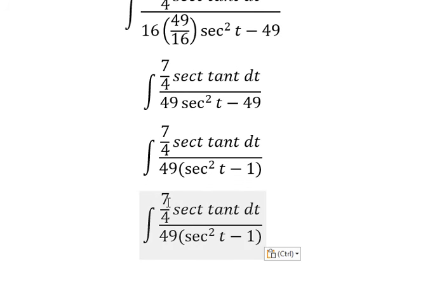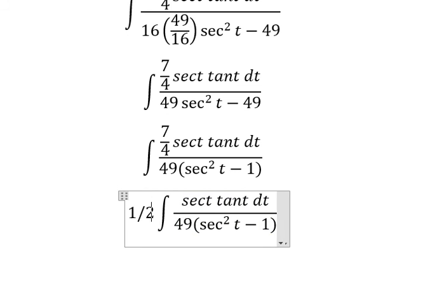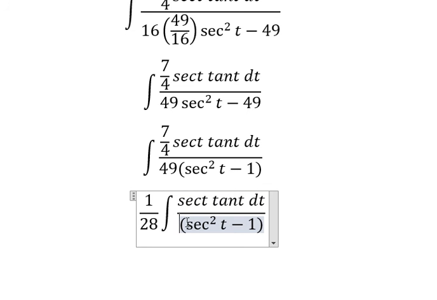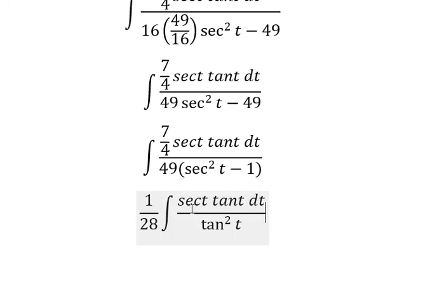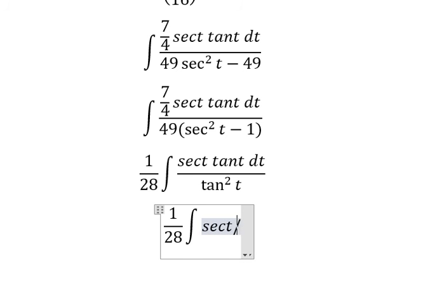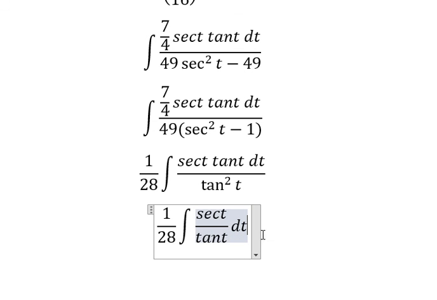And now we need to simplify 7 over 4 and 49. We have 1 over 28. This one we change to tan squared t. So we need to simplify tan t. We have secant of t over tan t dt.